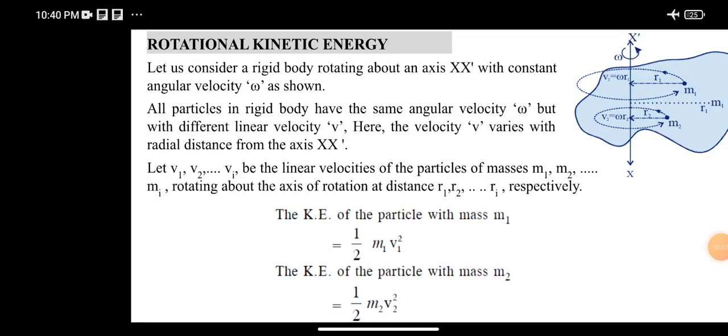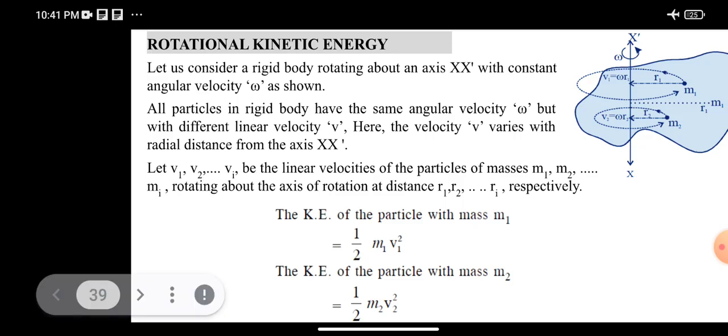Good evening students. Now I am going to present the topic of rotational kinetic energy. We are considering a rigid body. The rigid body is rotating about an axis x dash with constant angular velocity omega.